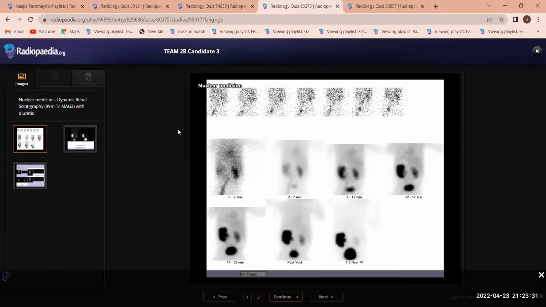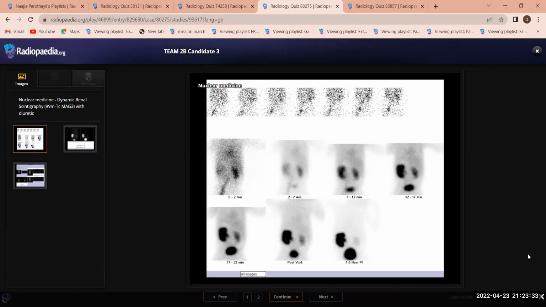Which kidney do you think it is? I think it is the left kidney. Okay. So what would you do? What is your... I would like to evaluate.